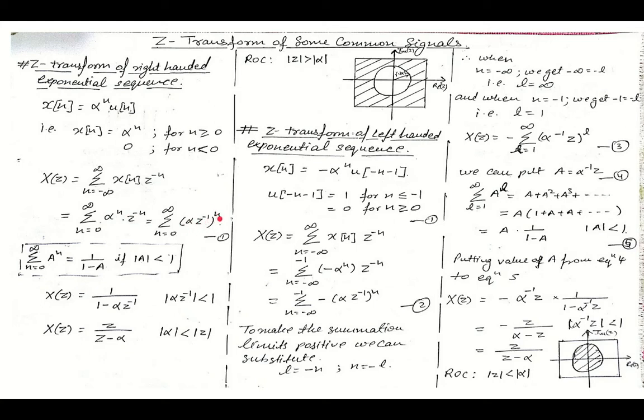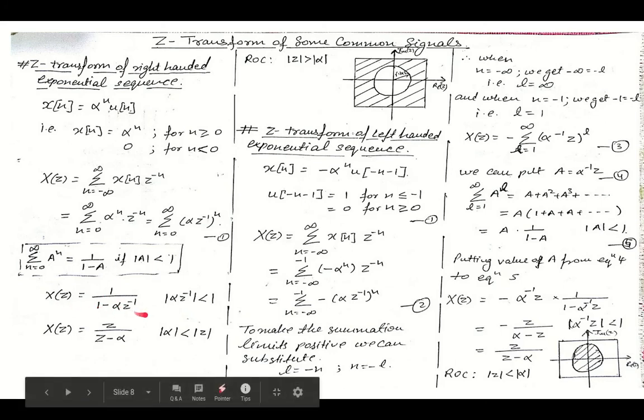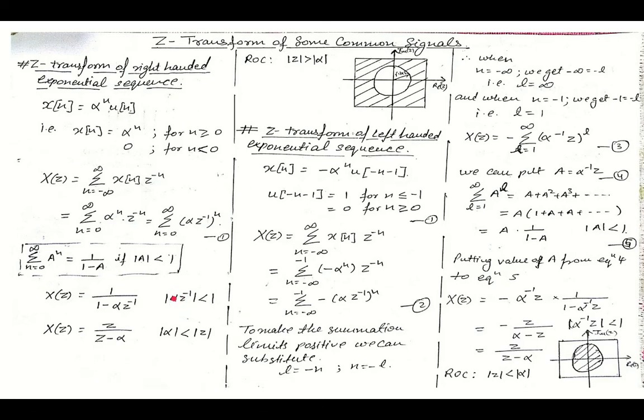Now again, as we have previously seen, this is correlating to the infinite GP. The sum of infinite GP, a to the power n, from n equals 0 to infinity, yields us 1 upon 1 minus a, if the value of mod a is less than 1. So similarly, if instead of a I put alpha z inverse, my X(z) will be 1 upon 1 minus alpha z inverse, where the value of mod alpha z inverse is less than 1.